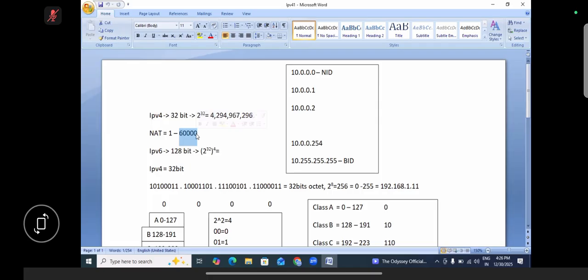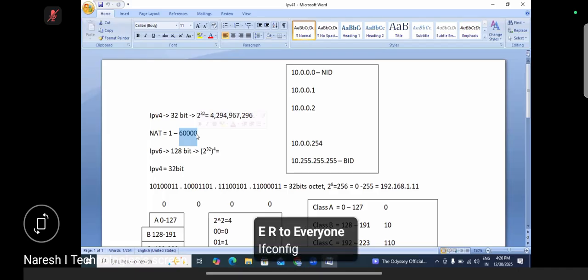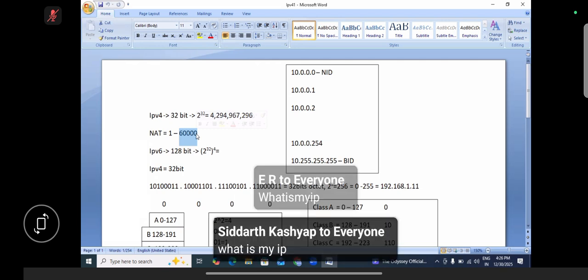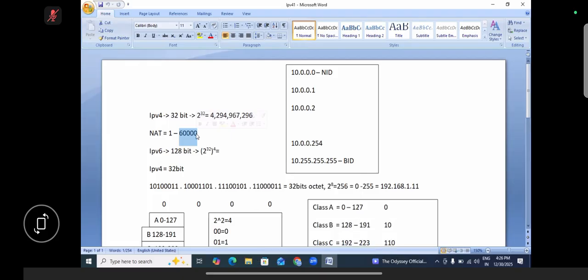How to check the public IP address? Open Google and type what is my IP. Then you are going to get one IP address, the public IP address. But we don't have a static IP address in our organization, so it keeps on changing. If we have a static IP address, you'll have a fixed IP address.